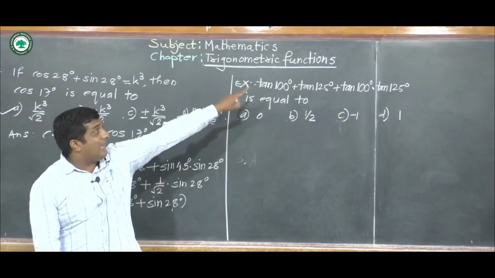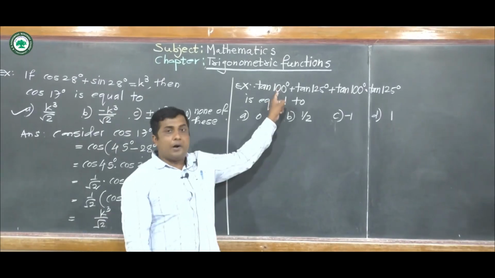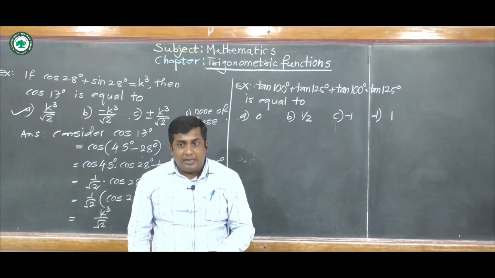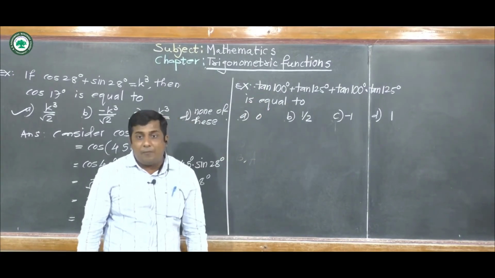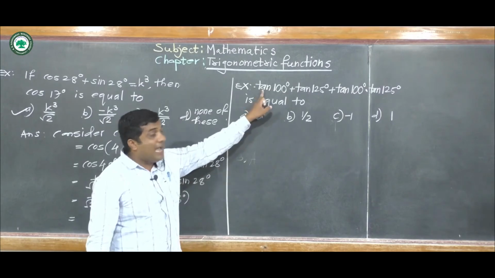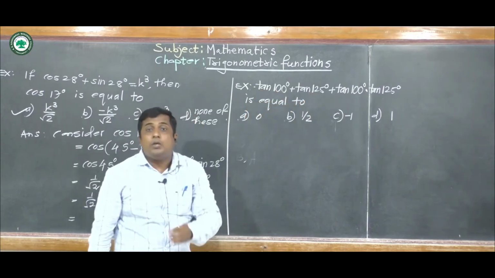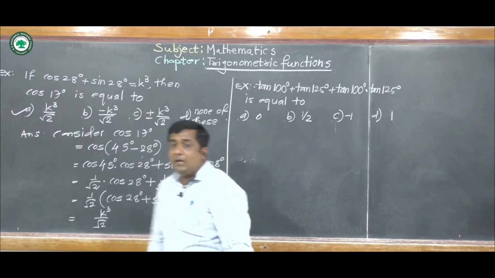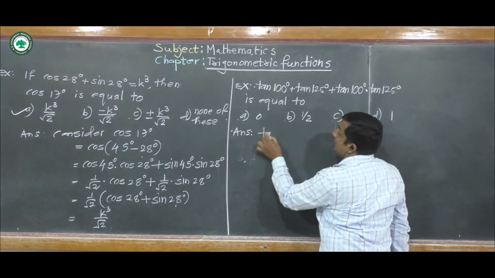Remember, here in this example, two angles are given. First is 100 degrees, second is 125 degrees. The trigonometric function given here is tan. So we consider tan of 100 degrees and 125 degrees to find the value. Here in the answer, we directly consider tan.